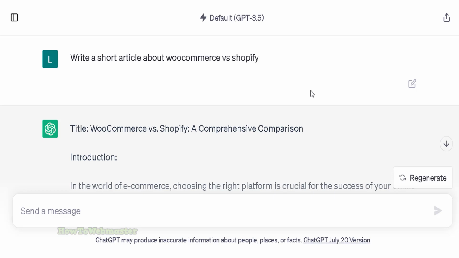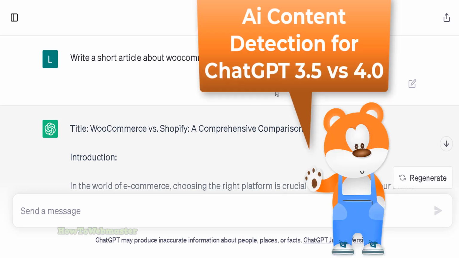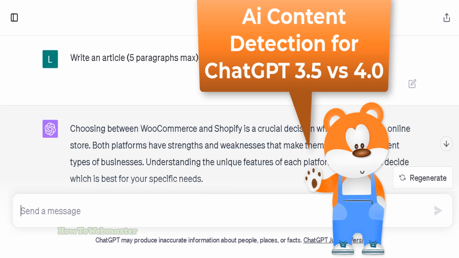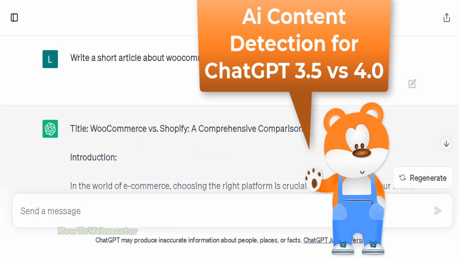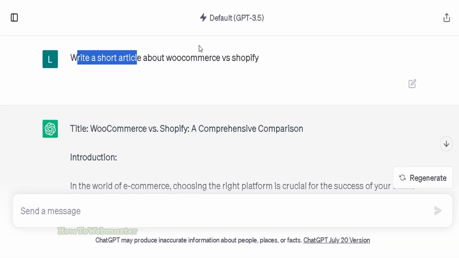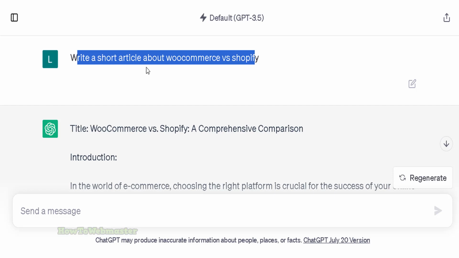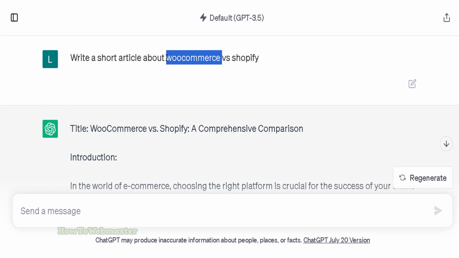Today I'm going to see if there is a difference between GPT 3.5 versus GPT 4.0 when it comes to writing articles, and are they able to be detected. So in this example, I'm asking GPT to write a short article about WooCommerce versus Shopify.